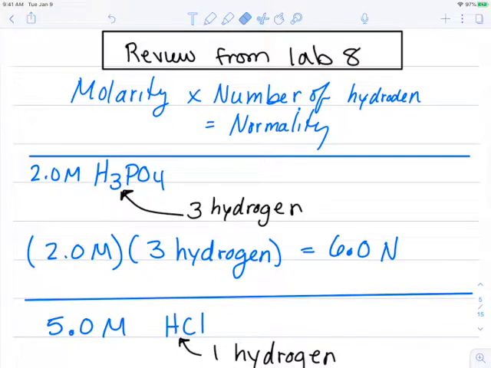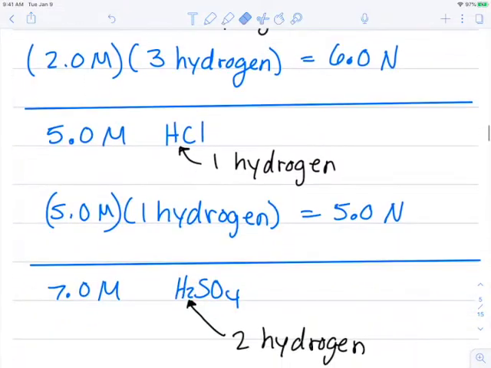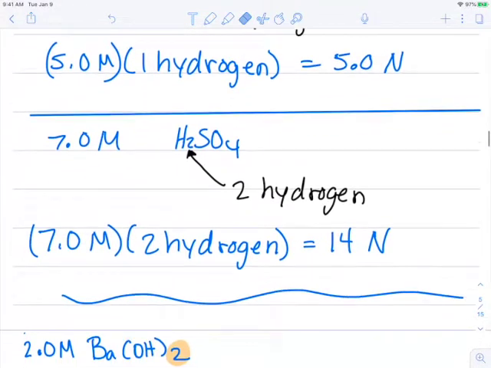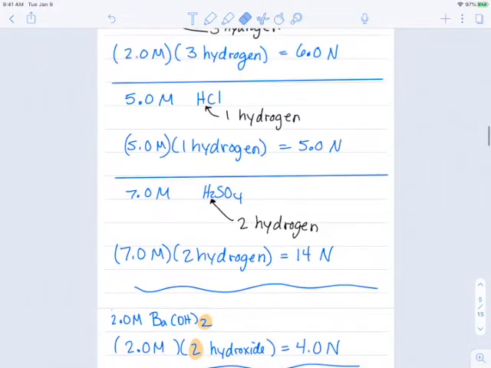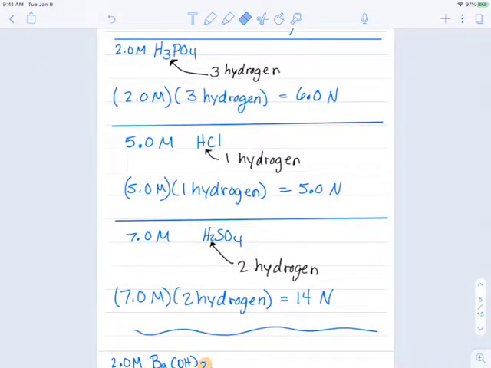So any questions on how we did that phosphoric acid? All right, so next up for our 5 molar HCl, 5 molar times 1 hydrogen would give us 5 normal for the acid. All right, and finally for our sulfuric acid, we did 7 molar times 2 hydrogen, gave us 14 normal. So any questions on how we were finding normality through this method here?